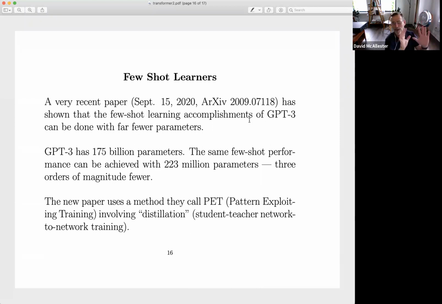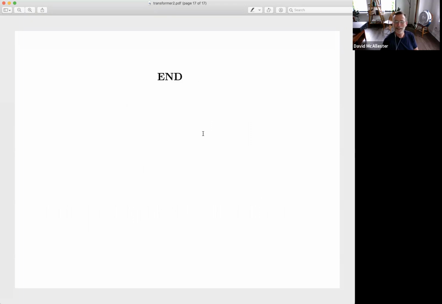So that's a whole area of deep learning, distillation. But using distillation techniques and something called pattern exploiting training, they demonstrated that this model with 3 orders of magnitude fewer parameters could do the same kind of few shot learning that GPT-3 could do. And this was just 3 or 4 weeks ago. So it's going to be fascinating to see where this goes. All right, thank you.